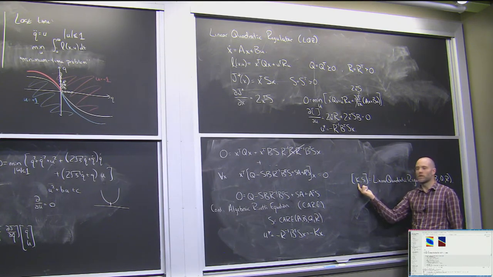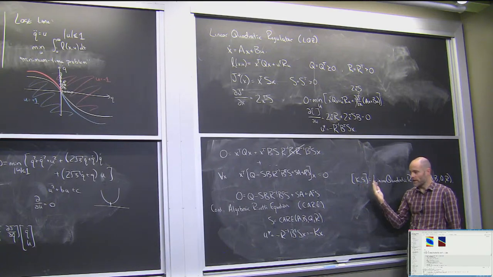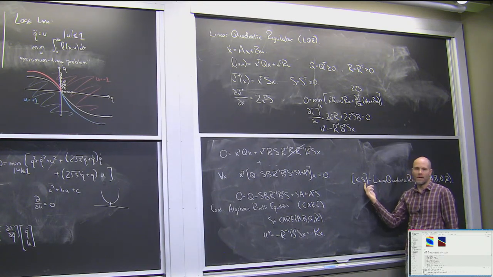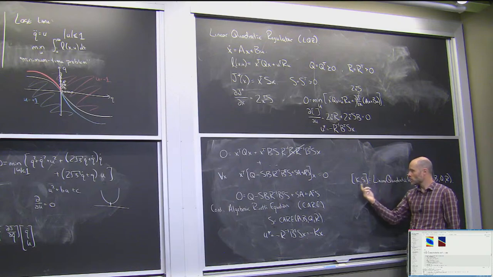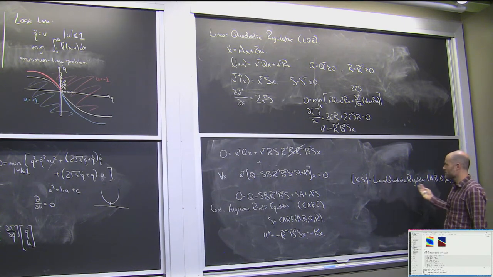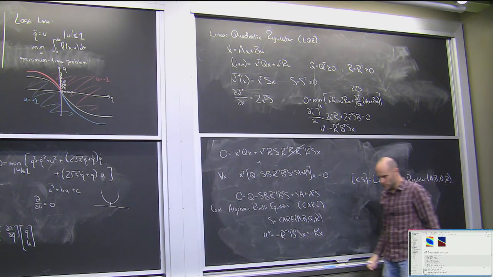K is the one you probably want to use immediately. S is useful for a lot of other things, like we'll use it to certify stability or optimality of different functions later. Okay, but this is a function that's available in MATLAB. It's available in Drake.